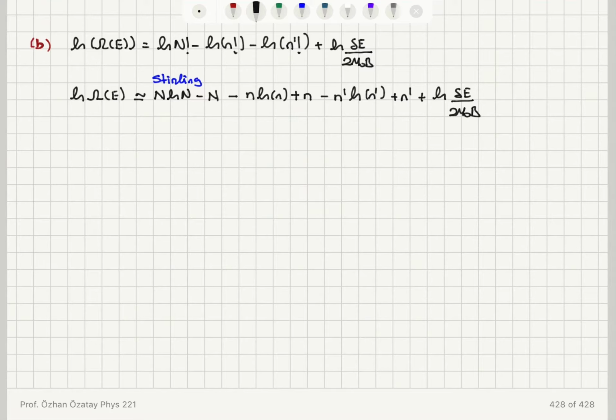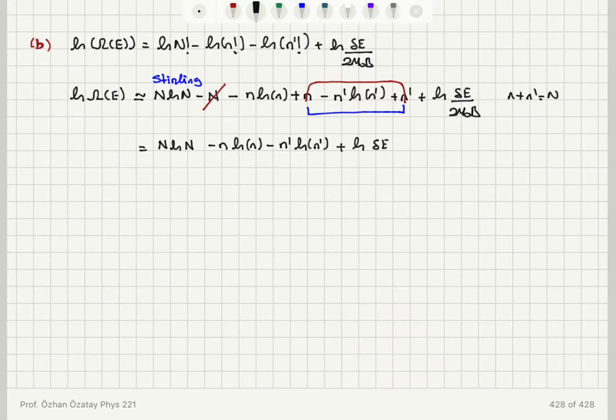And n plus n prime is equal to capital N. So here I have n plus n prime, which is capital N. So I see that this is going to cancel with these two. So I have a minus n and plus n. So this will be equal to now capital N ln capital N minus n ln n minus n prime ln n prime plus ln delta E divided by 2 mu 0 B.